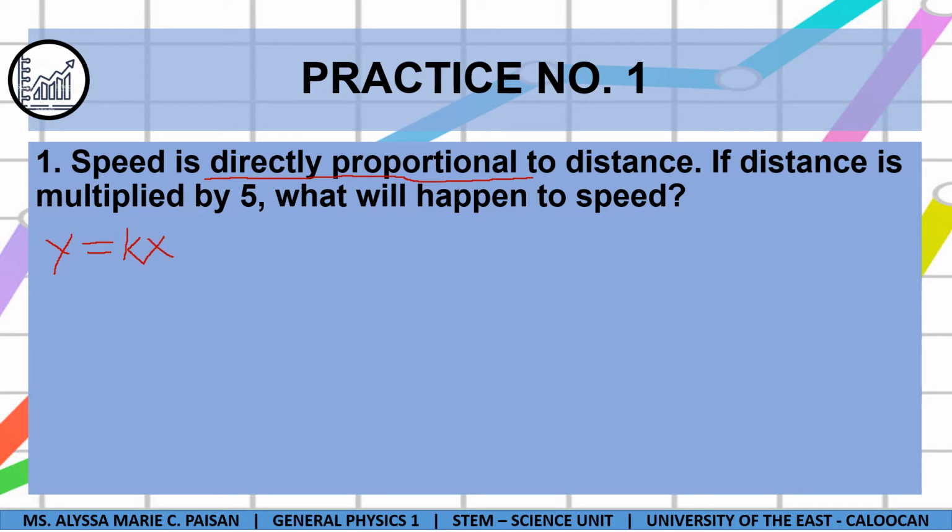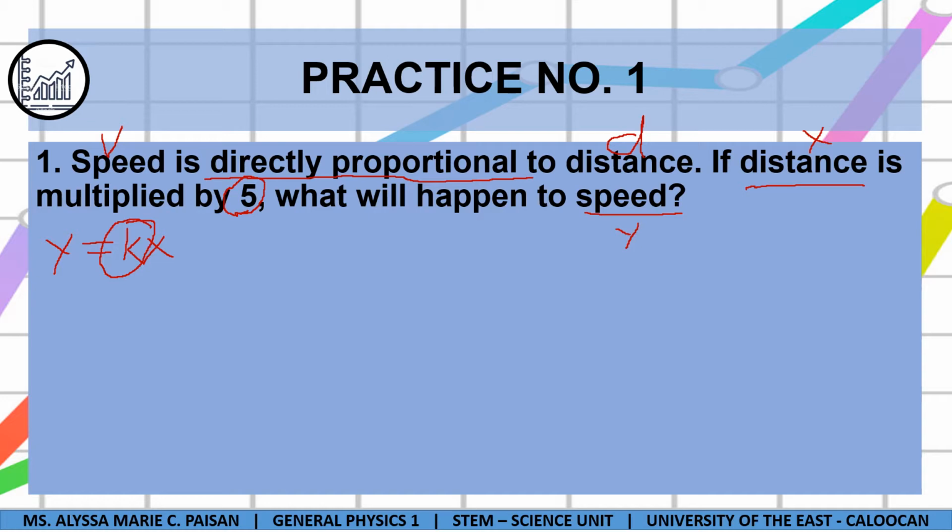Next, let's use representations for the quantities involved. Let's say that we set speed as v and then we set distance as d. There was no mentioned constant variable, but it's okay since we just let it become 1. So okay na siya as k. And it says here that the distance is multiplied by 5, which means that the distance is the independent variable and then the speed is the dependent variable.